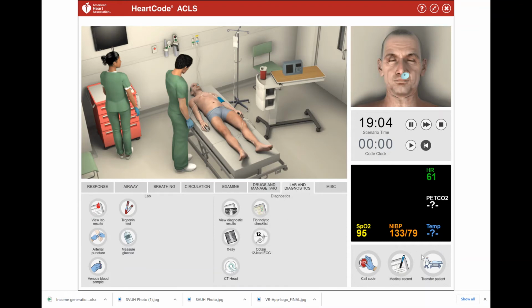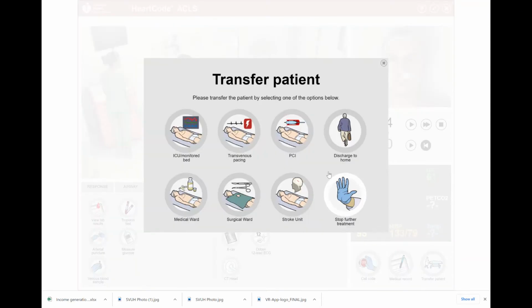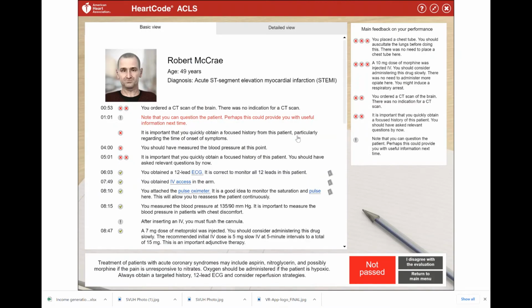So, having done nothing for the patient, we gave him some aspirin, I suppose. That was something. We didn't do bloods, didn't do anything. I think we got an ECG, and we figured we should go to PCI. So we'll transfer to PCI and see what happens. Okay, we failed, which was probably a fair assessment of what just went on there.